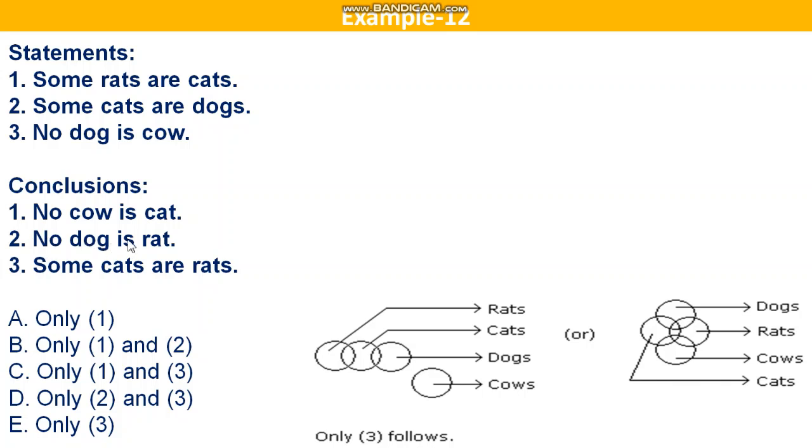Conclusion number two, no dog is a rat. As per this, some dogs are rats, but as per this, no dog is a rat. Satisfying one Venn diagram and not satisfying the other. So we will not consider conclusion 2. Conclusion number 3, some cats are rats. Yes, as per this Venn diagram, it is true. As per this Venn diagram also it is true. Satisfying both Venn diagrams, hence conclusion 3 follows.